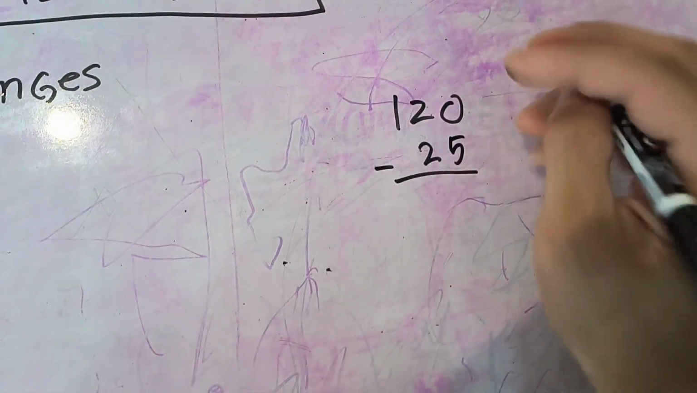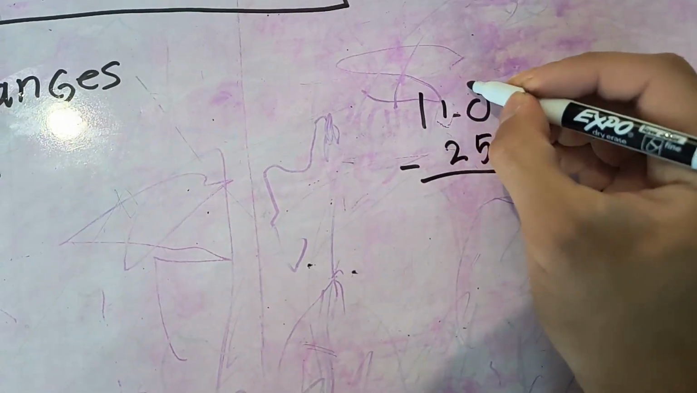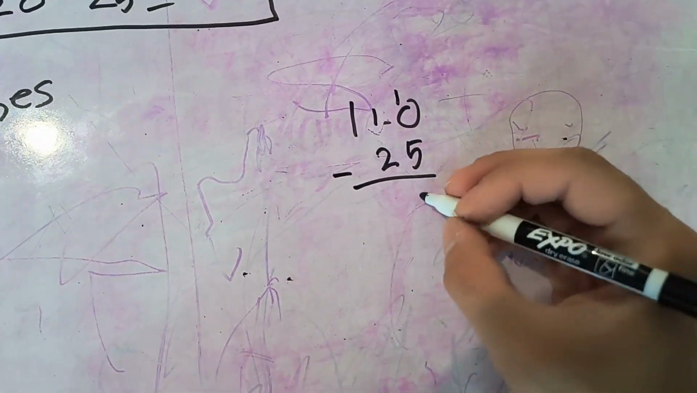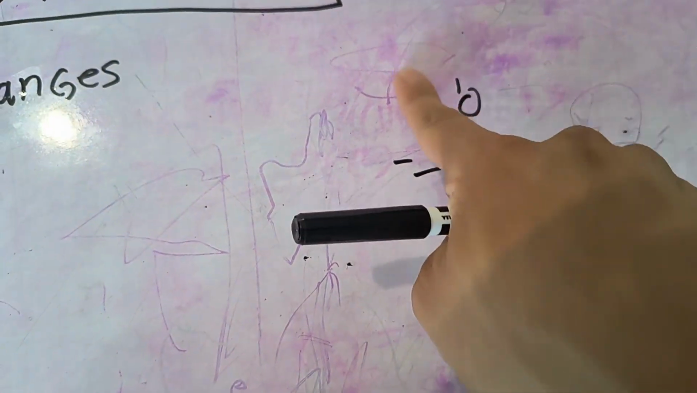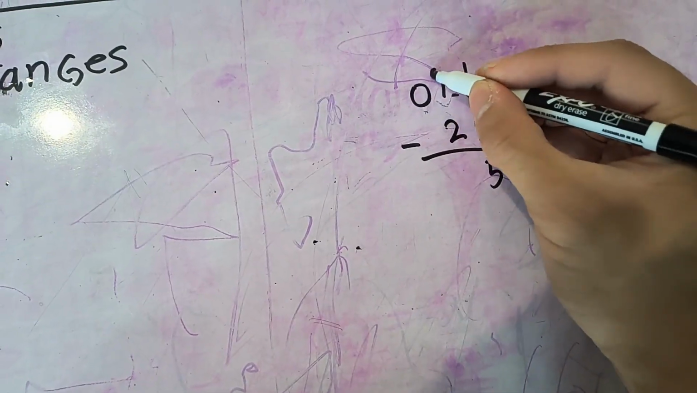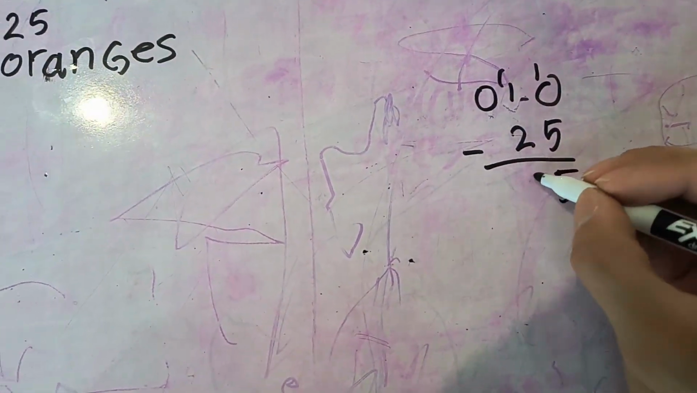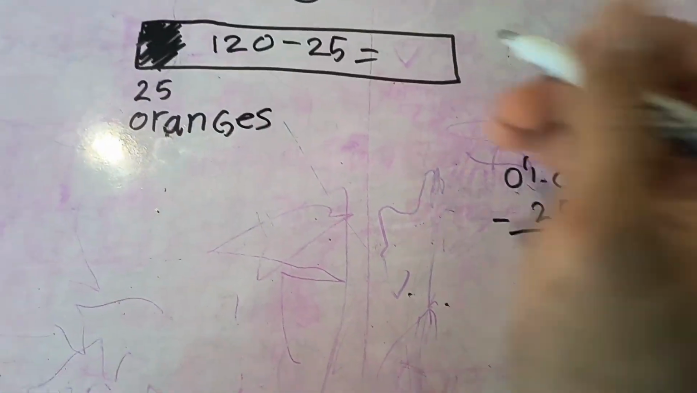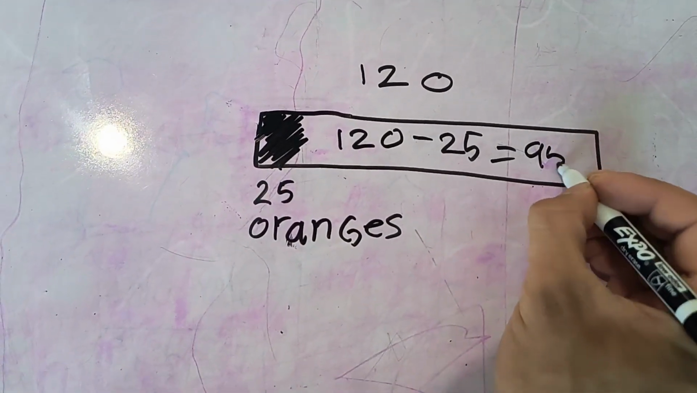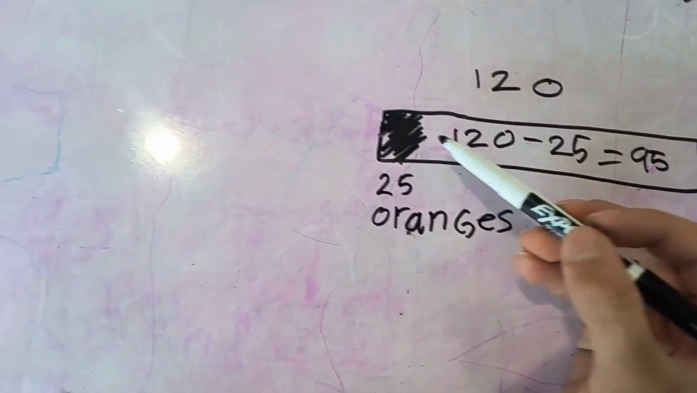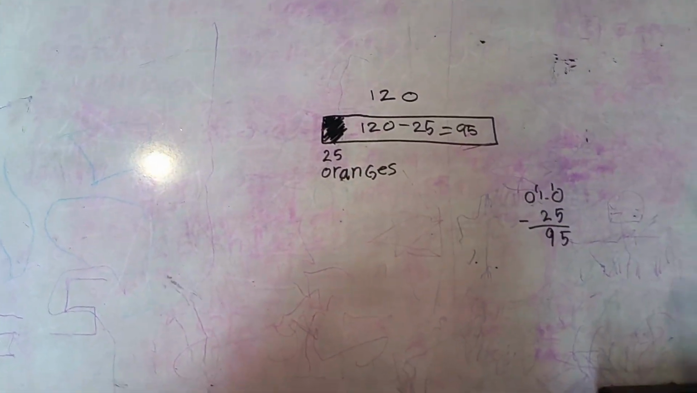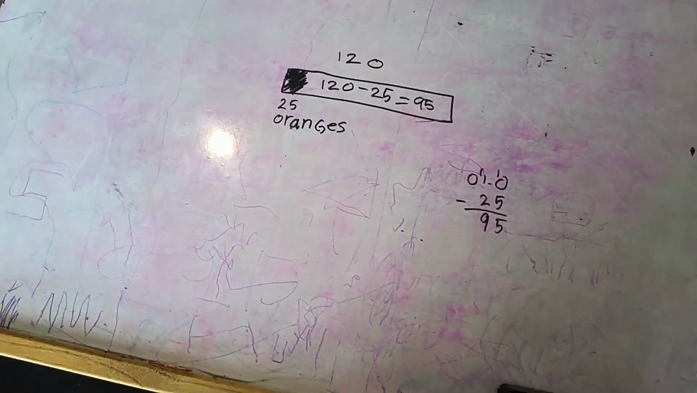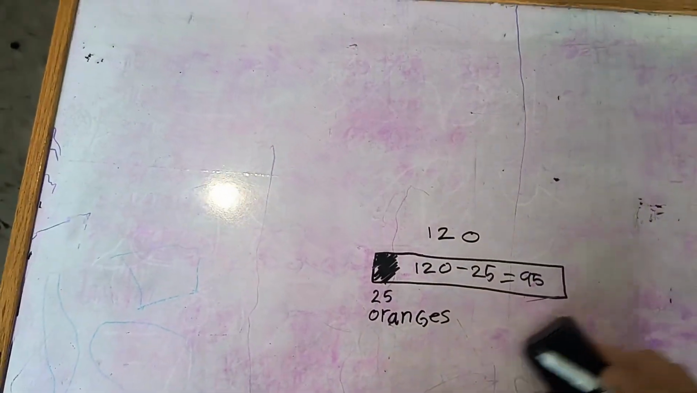to, can't do that, so you have to take one from right here. Boom, and this becomes a 10. 10 minus 5 is 5. We can't subtract 2 from 1, so we take one from right there. This becomes 11. 11 minus 2 is 9. It becomes 95. This part right here, the non-shaded in part, is equal to 95 oranges. Okay, now let's do another one.